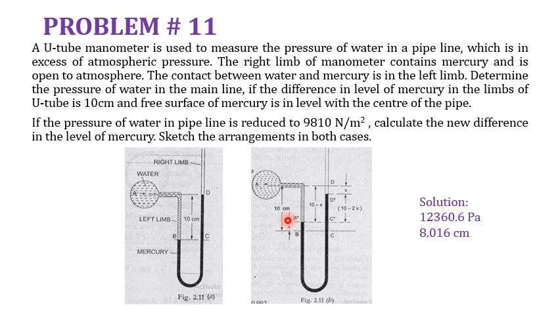And as we have shifted our datum to B star C star, they have asked us to determine the new level difference of mercury in two limbs, which will be from C star to D star. So it will be 10 minus 2x in centimeters. I would also recommend that you assume that x is in meters, and this 10 centimeter is also converted to meters, so it is 0.1 meter. The calculation becomes much simpler this way. So we'll take it as 0.1 minus 2x, where x at the end we'll get in meters.